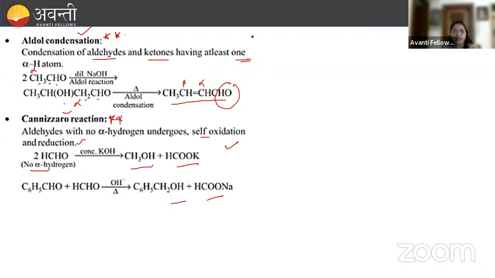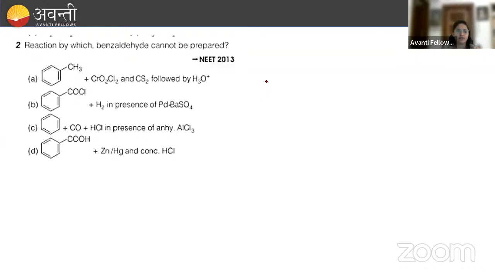Okay, okay, is everyone understanding? Aldehydes and ketones, aldol reaction and aldol condensation and Cannizzaro reaction. Okay, next. So our first problem is what? Reaction by which benzaldehyde cannot be prepared.